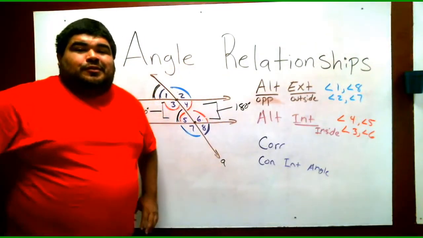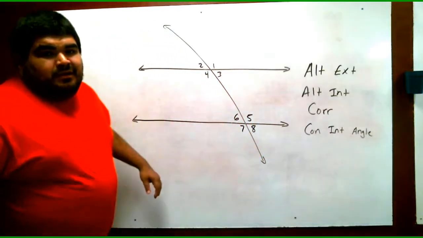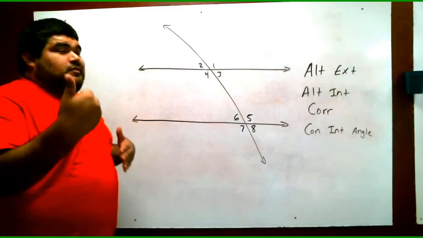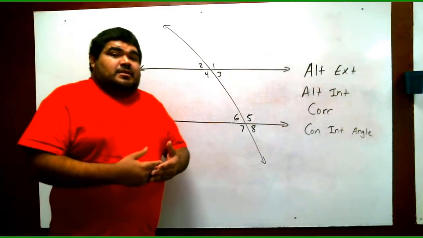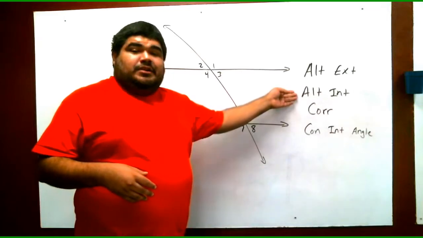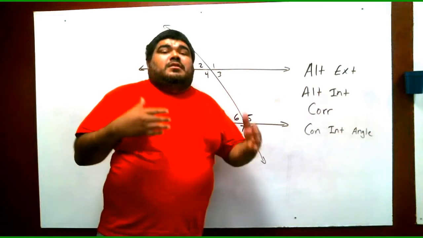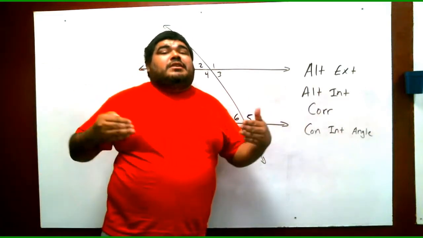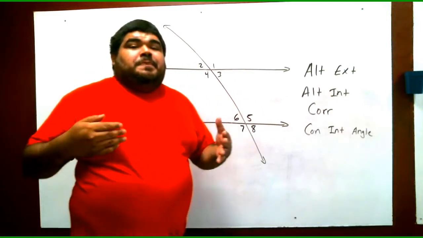So here's your assignment. Your assignment for today is to make something similar to what I just did on the board. Notice I changed the numbers a bit. You're going to give me as many as you can for each one of them: alternate exterior, alternate interior, corresponding, and consecutive interior angles. Remember, they're also in your notes from the vocab that I gave you a few weeks ago. I gave you an example in case you're still a little fuzzy. There's also an example in there.